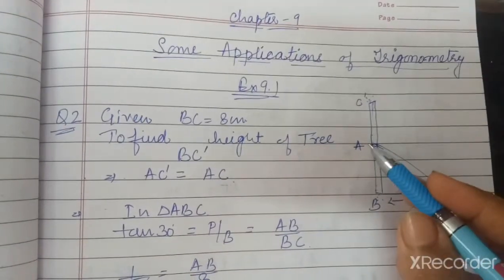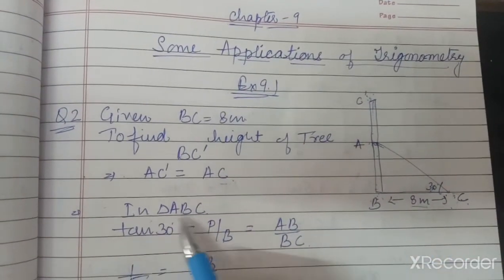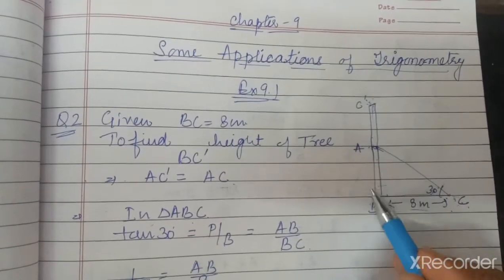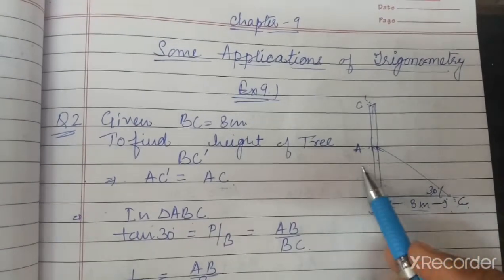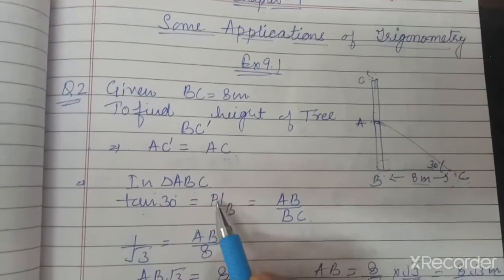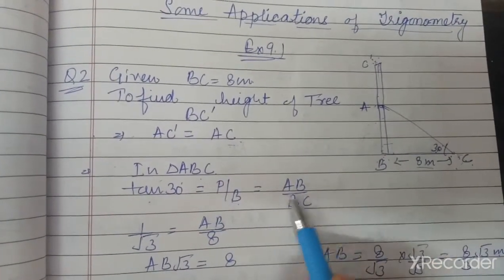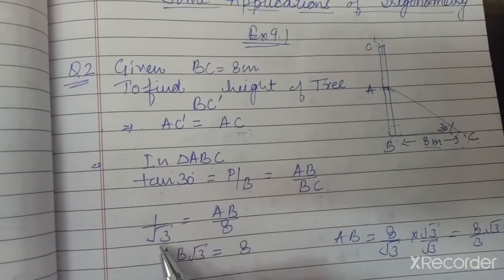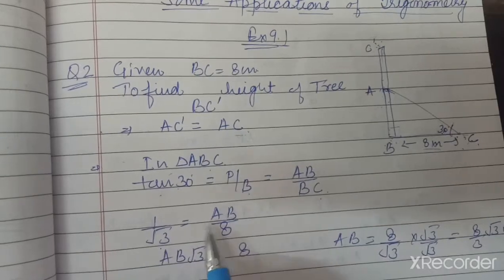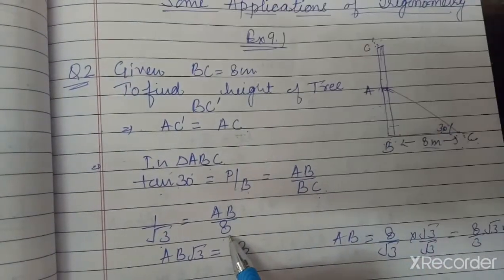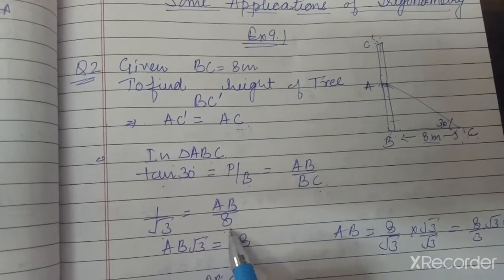So let me take the triangle ABC. In triangle ABC, this is 90 degrees. So we require this one length. We can apply the perpendicular and base relation, that is with tan. So tan 30 is perpendicular upon base, that is equal to AB upon BC. The value of tan 30 is 1 by root 3, that is equal to AB, and the value of BC is 8. So in place of BC I write 8 here.